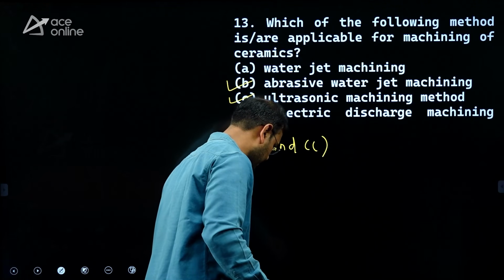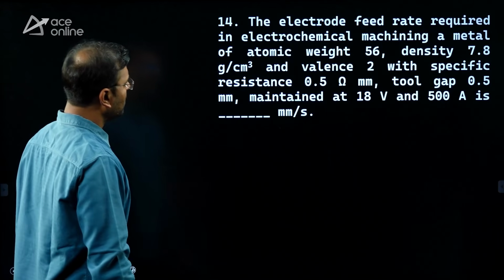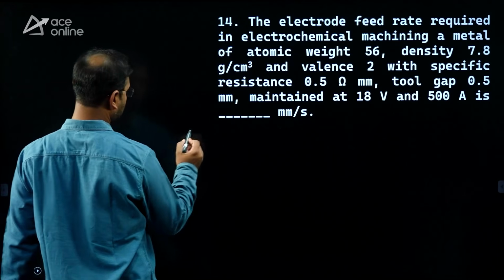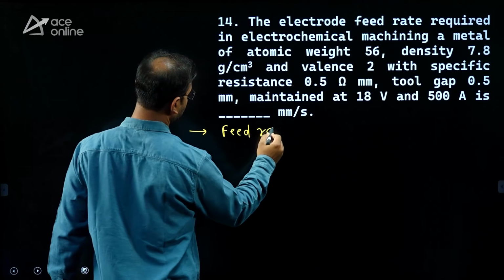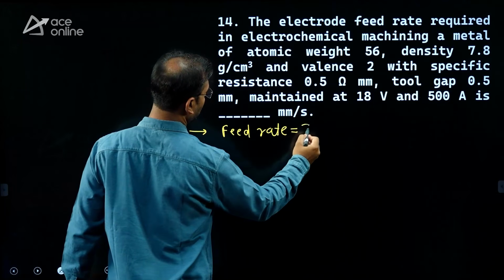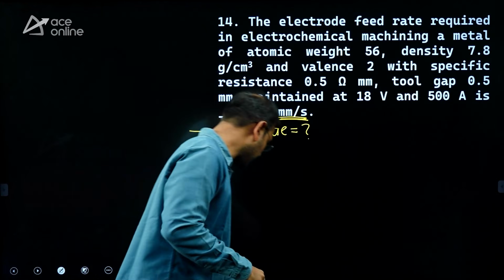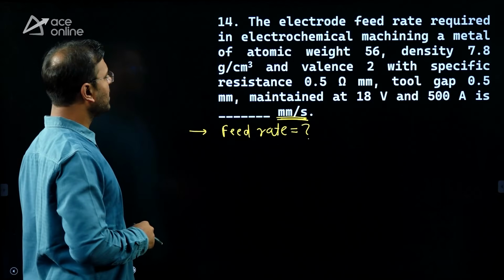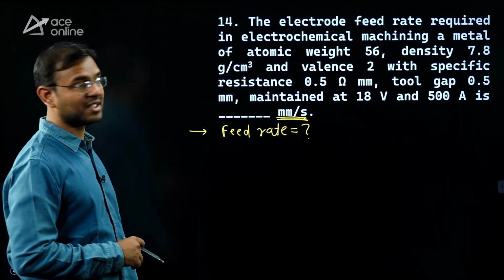Okay, guys. The next question now. The electrode feed rate required. Here we have to calculate the feed rate. Here the feed rate is given in millimeter per second, and we have to calculate the feed rate in millimeter per second. The electrode feed rate required in the electrochemical machining method.